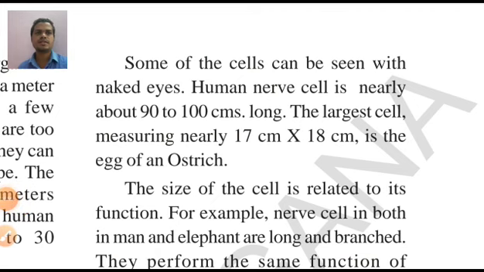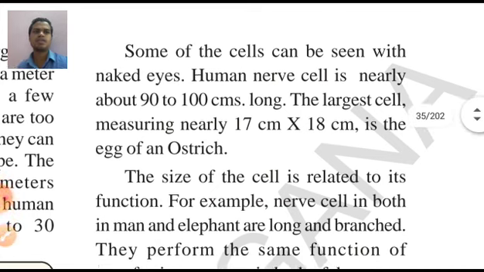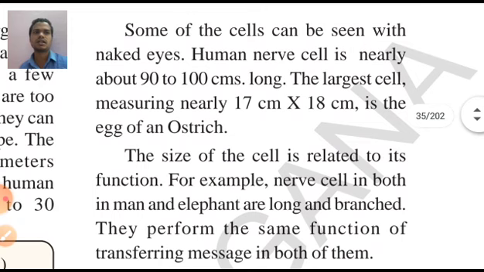Here you can see some of the cells with your eye also, but some cells are not visible to the eye. Now what are the cells that we can see through our eyes? Human nerve cell. Human nerve cell is nearly 90 to 100 centimeters long. The largest cell measuring nearly 17 centimeters into 18 centimeters is the egg of an ostrich.